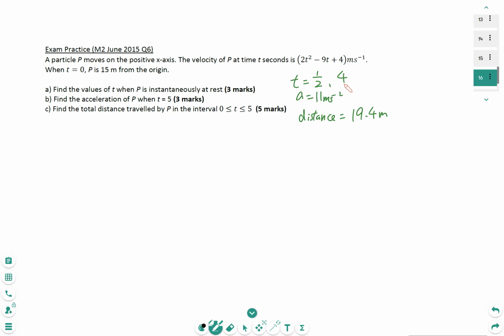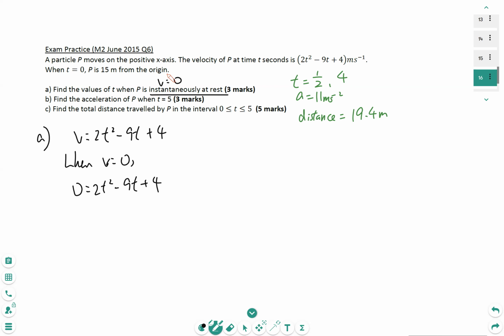If you got it right, well done. That's the end of the lesson for you, I think. But if you don't, let's go through. Question A, find the values of t when it's instantaneously at rest. We talked about this last lesson. Instantaneously at rest means v equals 0. We're given v equals 2t squared minus 9t plus 4. When v equals 0, sub it in. So 0 equals 2t squared minus 9t plus 4. Put it in the calculator. Again, you don't get any marks for showing how to factorize or using the quadratic formula. Just use a calculator. So you get t equals a half or 4 seconds.